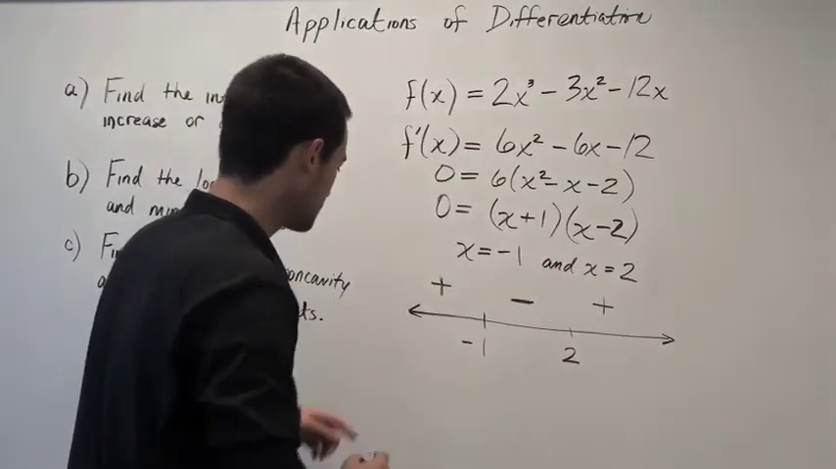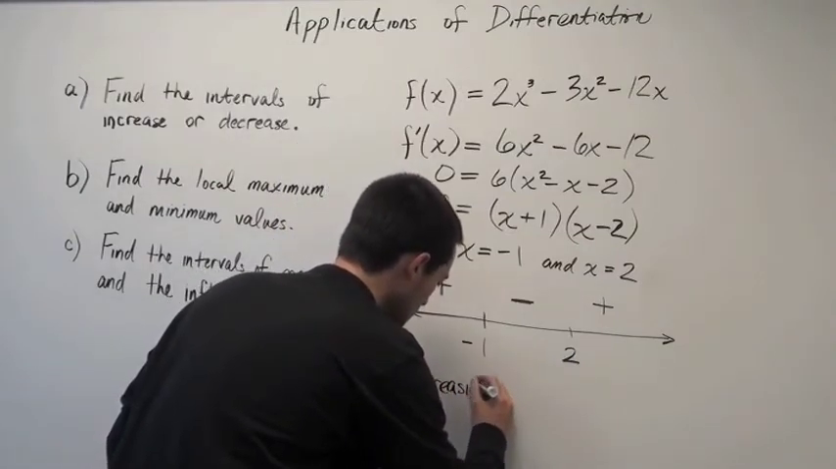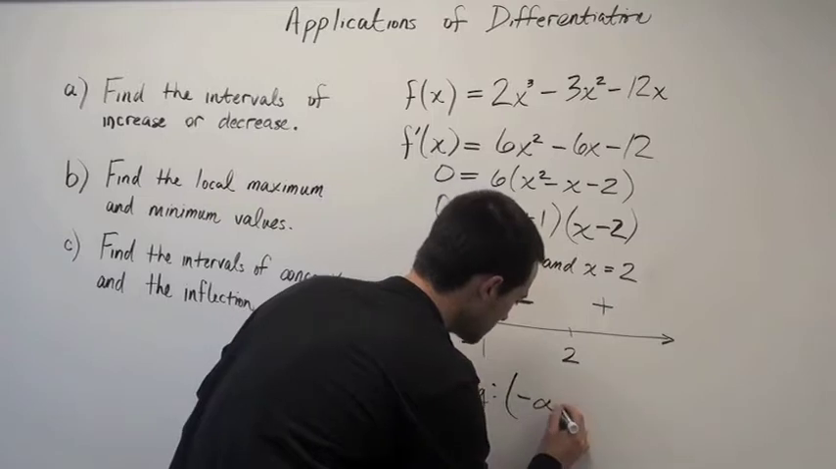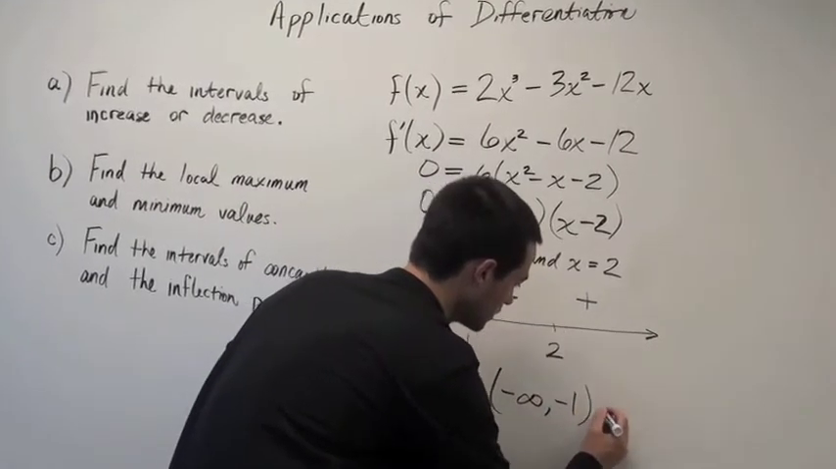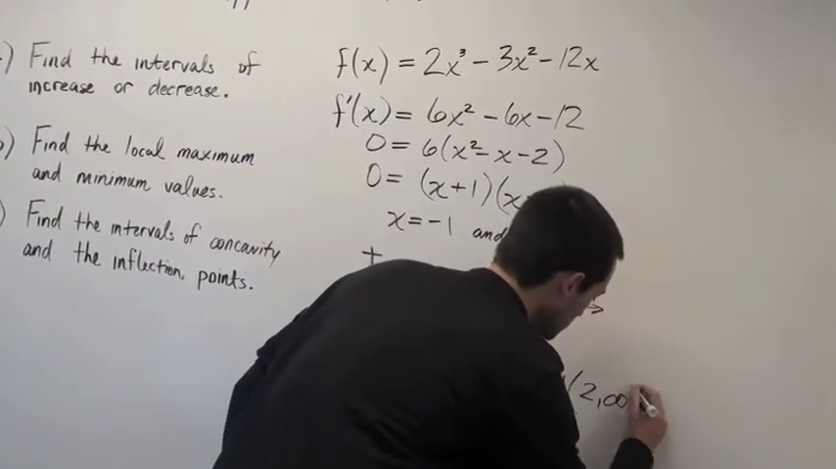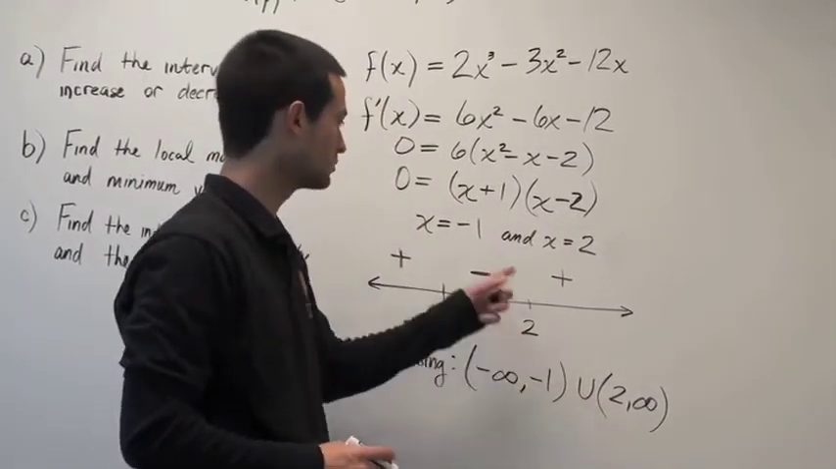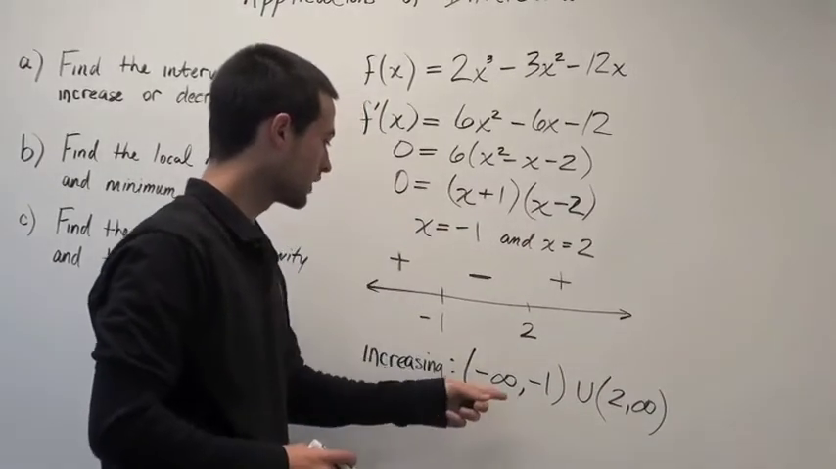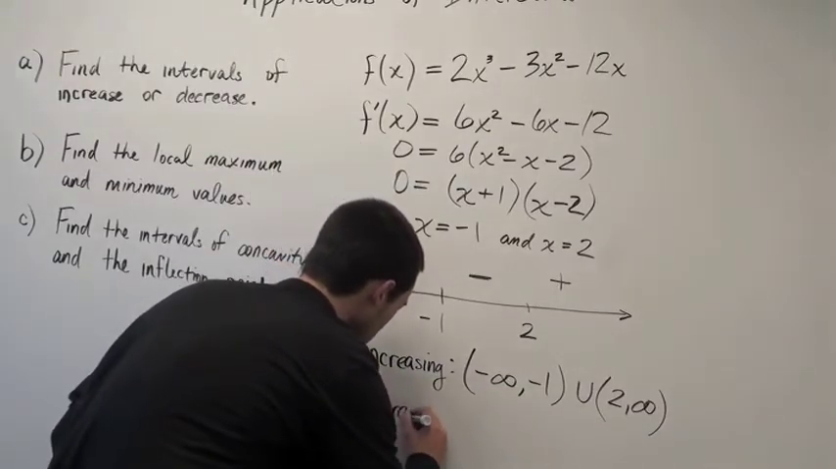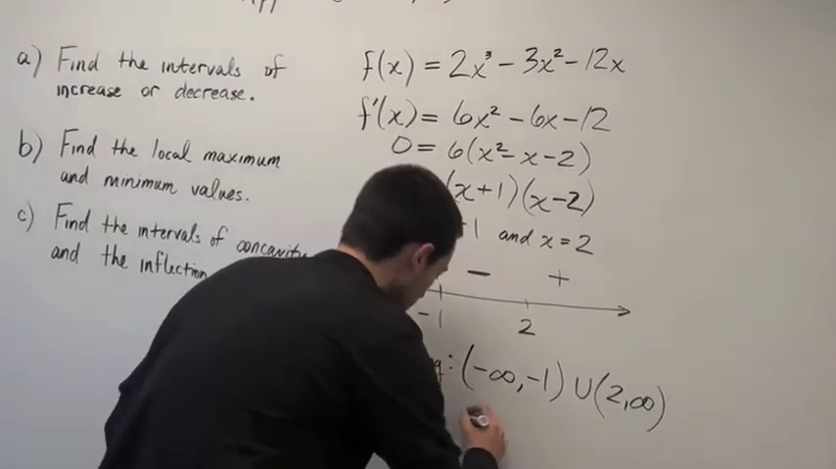So that means we are increasing from -infinity to -1 and union 2 to infinity. We're not increasing at -1 or 2 because there the slope is 0. That's what we did when we set the derivative equal to 0. So at those points it's neither increasing nor decreasing. And then it's decreasing in between -1 and 2.